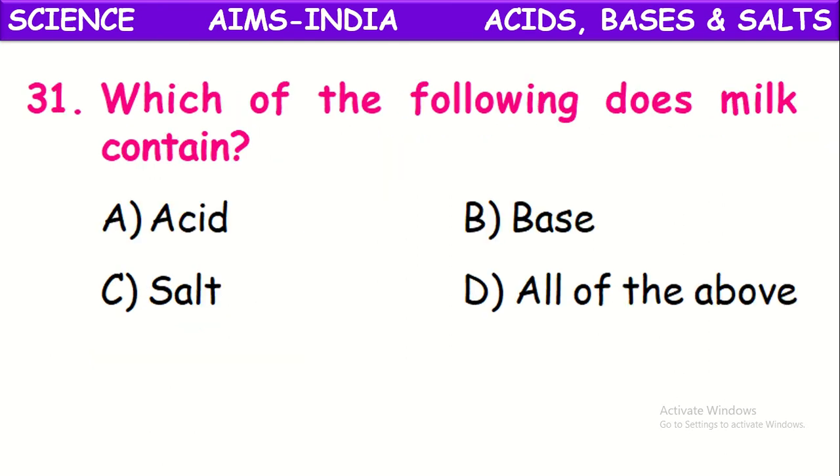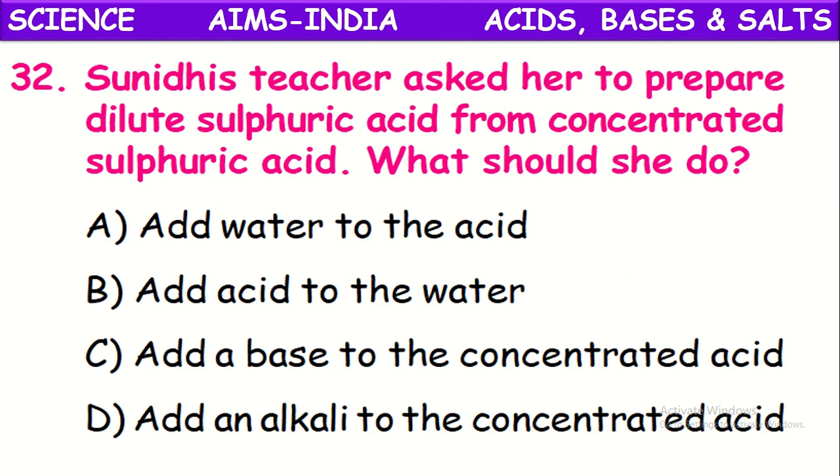Okay, next one. Which of the following does milk contain? What is present in the milk? It contains an acid. That acid present in milk is lactic acid. Milk contains an acid called lactic acid, an organic acid.